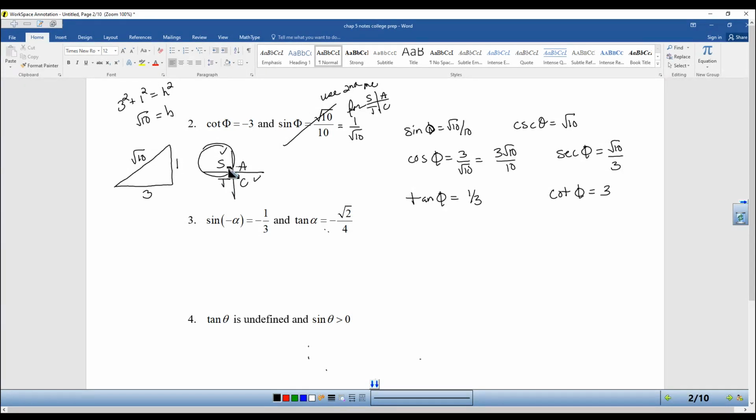I go back and I put in my signs since I'm in quadrant 2. These are positive, these are negative, and these are negative in quadrant 2.